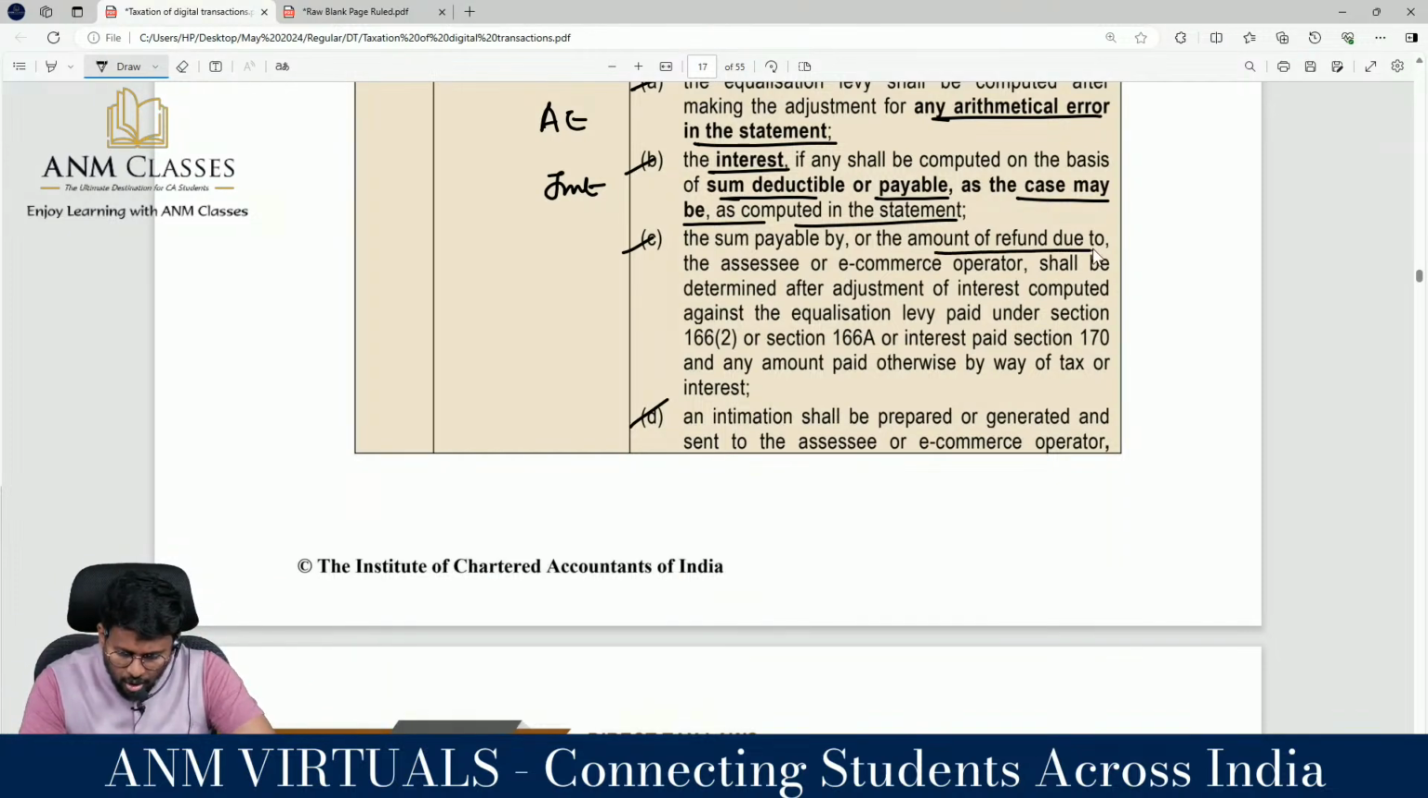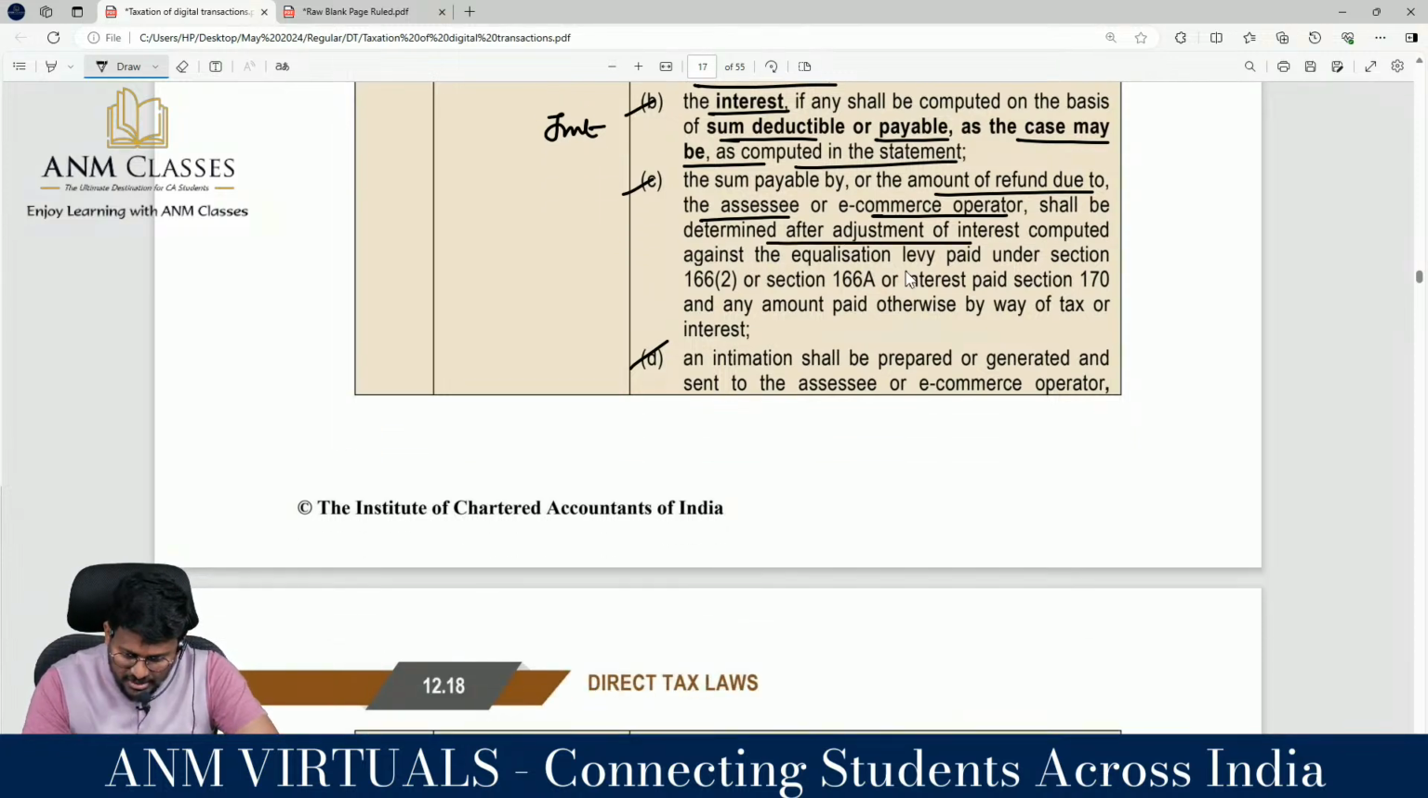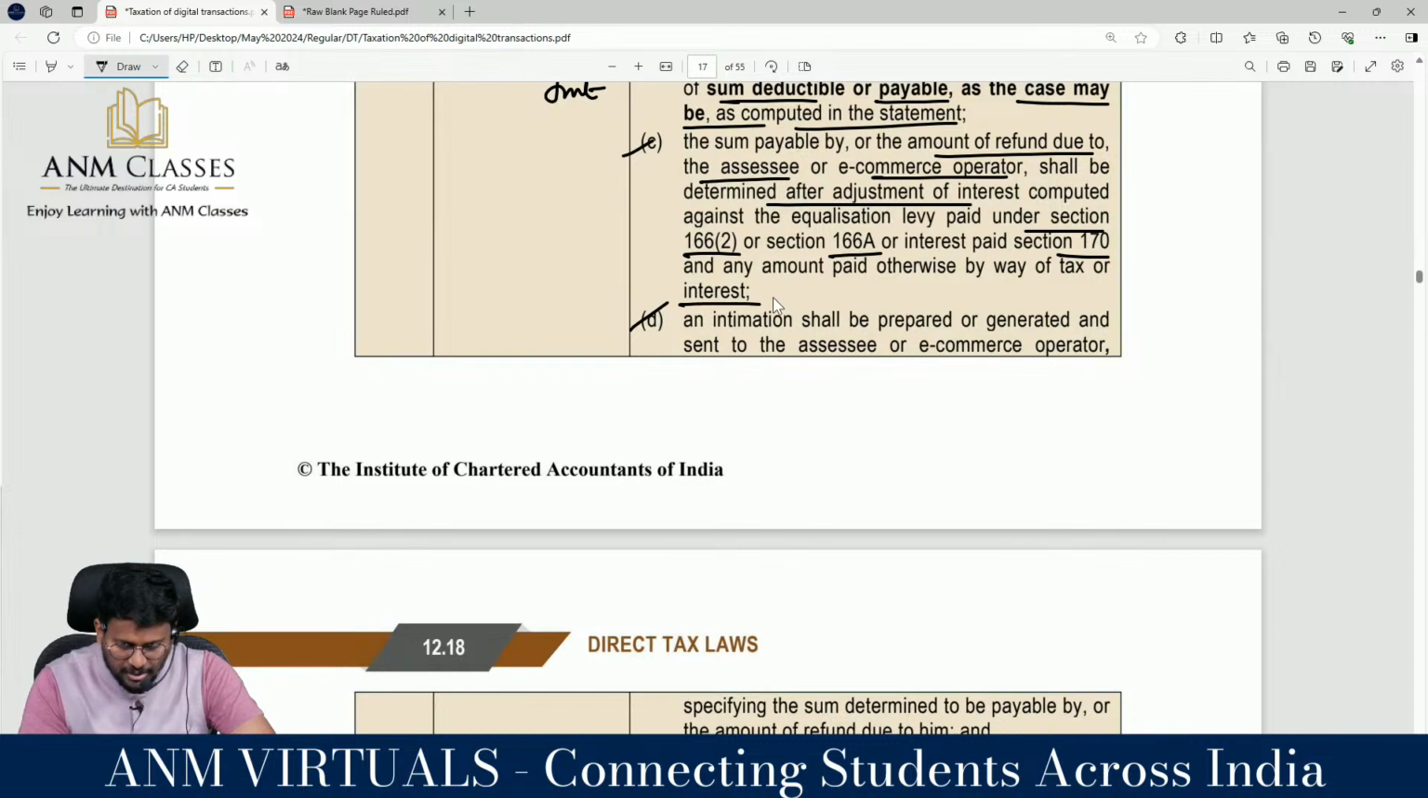The sum payable or the amount of refund due to the assessee or e-commerce operator shall be determined after adjustment of interest computed against the equalization levy paid under what section? Under 166 subsection 2 or 166A, or interest paid under 170, or any amount paid otherwise than waived.